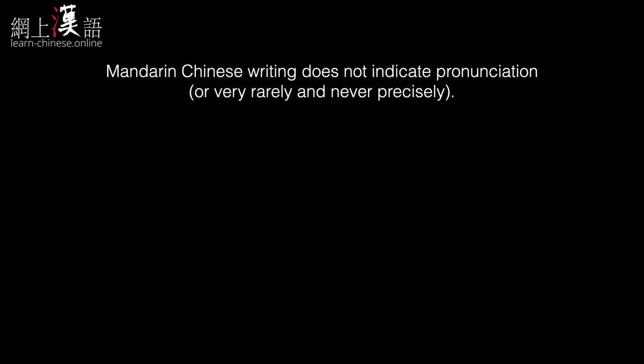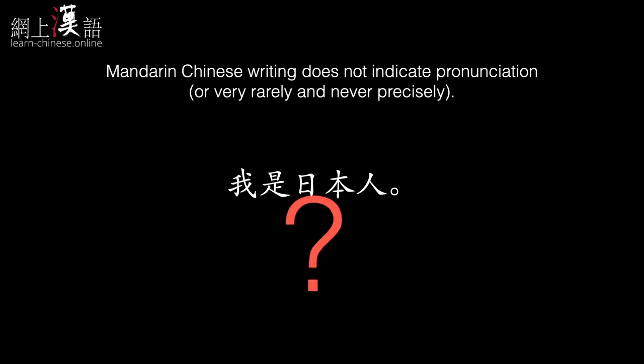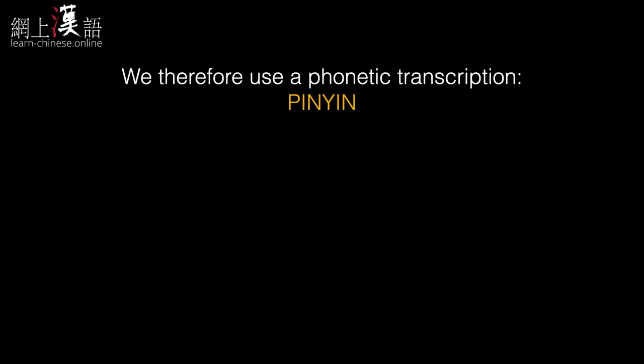First difficulty, Mandarin Chinese writing does not indicate the pronunciation, or very rarely and never precisely. Some Chinese character components indicate sometimes the final of the syllable. In Chinese, there is no alphabet, so if I show you this sentence written in Chinese characters, it is impossible to read it. In order to overcome this problem, we use a phonetic transcription called Pinyin, which means to spell in Chinese. It is the official phonetic transcription in mainland China adopted since the 1950s.